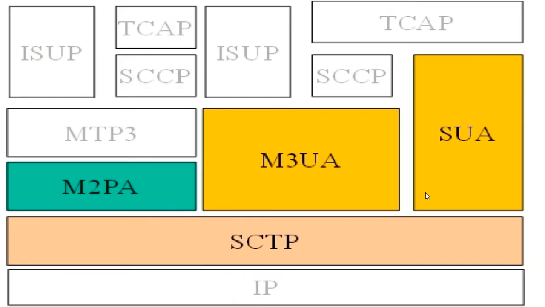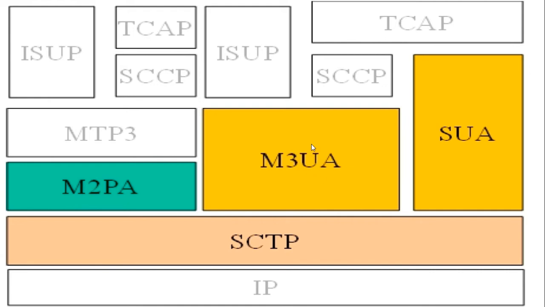Let's understand how these are supported. There are various associations, as I mentioned. Over SCTP, it supports M2PA, M3UA, and SUA. Above M3UA, you can support ISUP, SCCP, and TCAP. M2PA is a little different from M3UA. M3UA basically starts from the MTP layer 3, while M2PA starts from layer 2. I will describe the M2PA association later in another video.